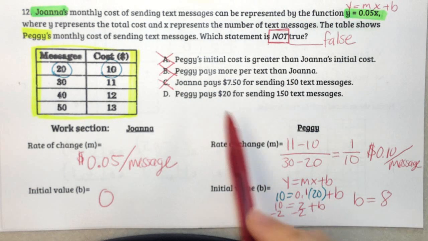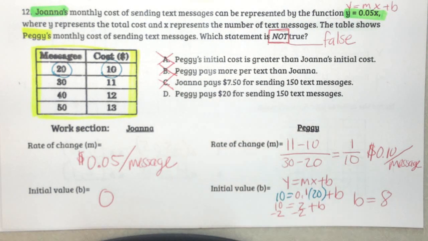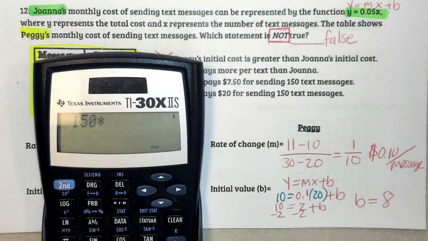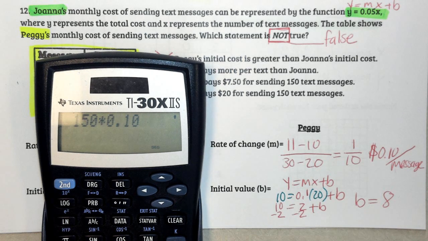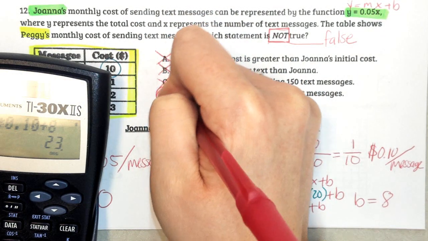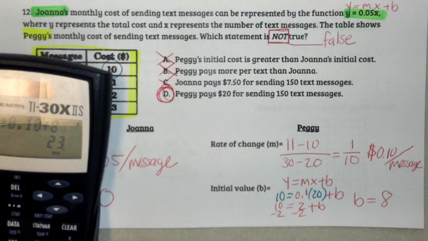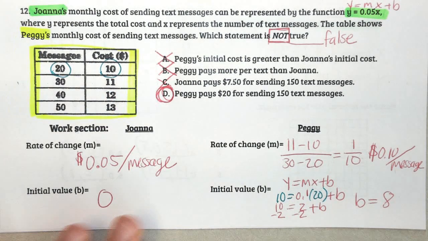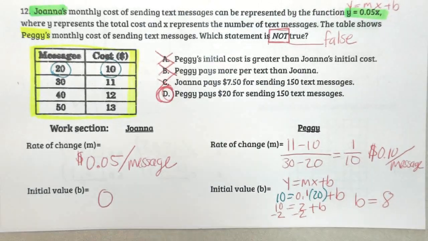So if we look at the last one, Peggy pays $20 for sending 150. So if I do 150 this time, it's times how much for each? 10 cents. And do we have an amount that we have to add on? What is it? Plus the 8 for the initial value. Did that give me 20? No. So that's the one that's not true. It should have been $23, not $20. Are there any questions on that one? Okay, flip it over.